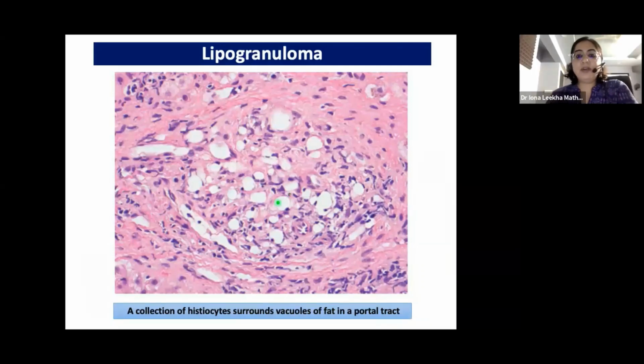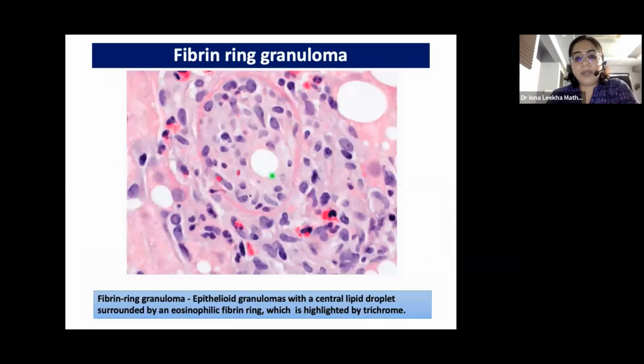This is the lipogranuloma, where you can see these histiocytes around vacuoles. And this is a fibrin ring granuloma, where you see a central lipid droplet surrounded by an eosinophilic fibrin ring, and around it you have the histiocytes.